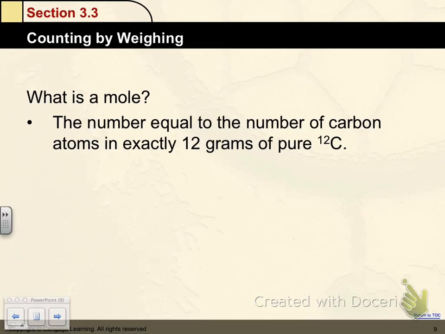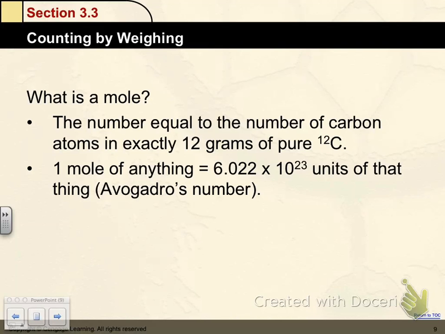So what is it? It's defined as the number equal to the number of carbon atoms in exactly 12 grams of pure carbon-12. So we've got 12 grams of carbon, and each one of those carbon atoms would have 6 protons, 6 neutrons, and 6 electrons. The number, okay, what number is it? Well, it's 6.022 times 10 to the 23rd. So that's how many carbon-12 atoms are in 12 grams of that substance.